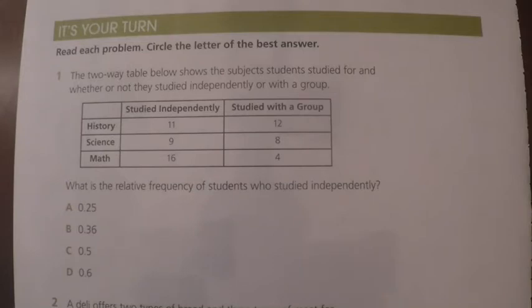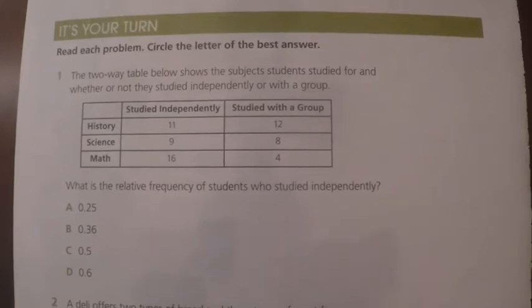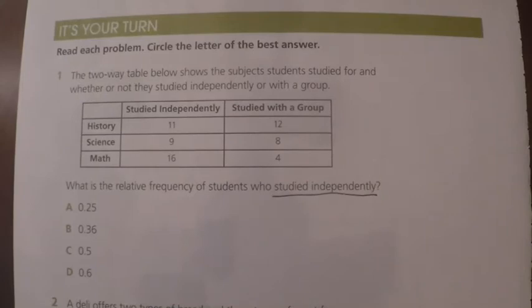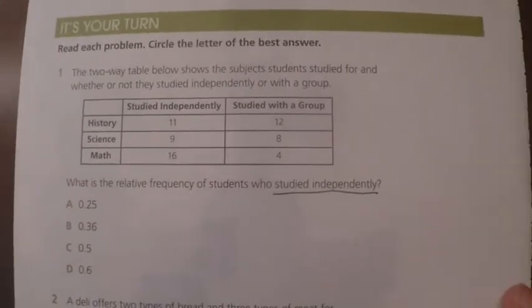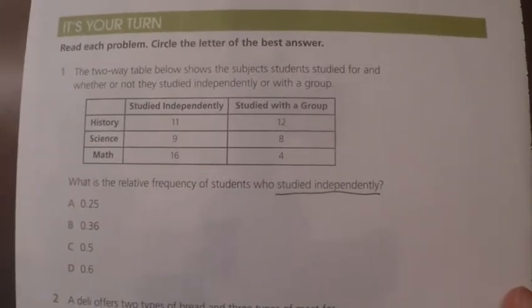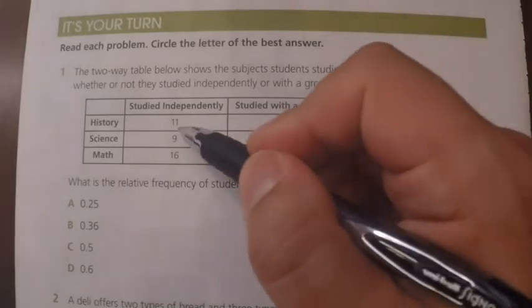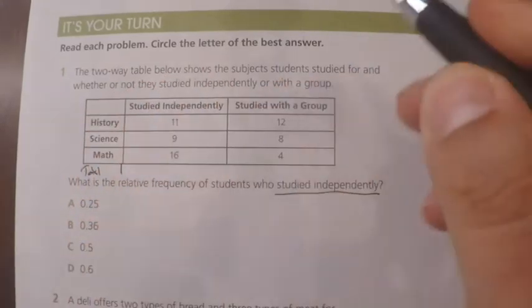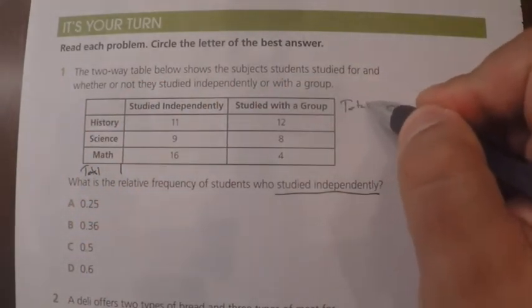So if we want to know the relative frequency, this isn't conditional, because we're just looking for students who studied independently. So what we need to do is find the total number of students and then find the total number of students who studied independently. So first we could fill in our totals down here. So again, totals, and then also totals.